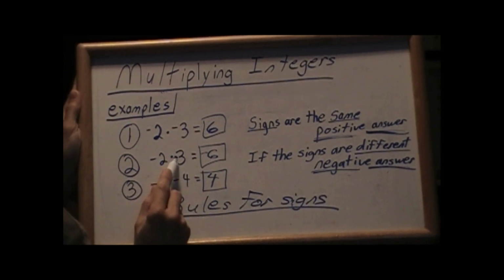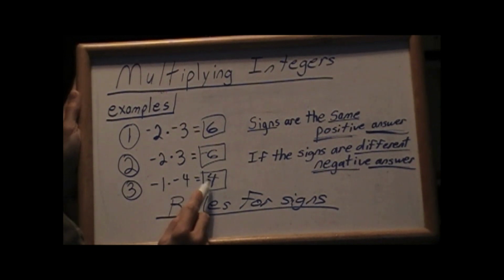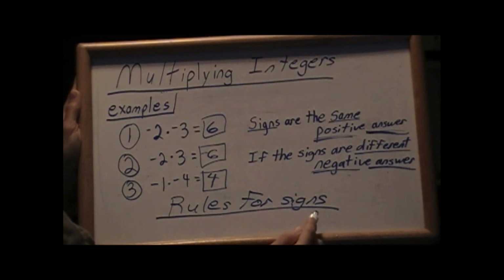A negative times a positive is a negative. A negative times a negative is a positive. Now these are the rules of signs.